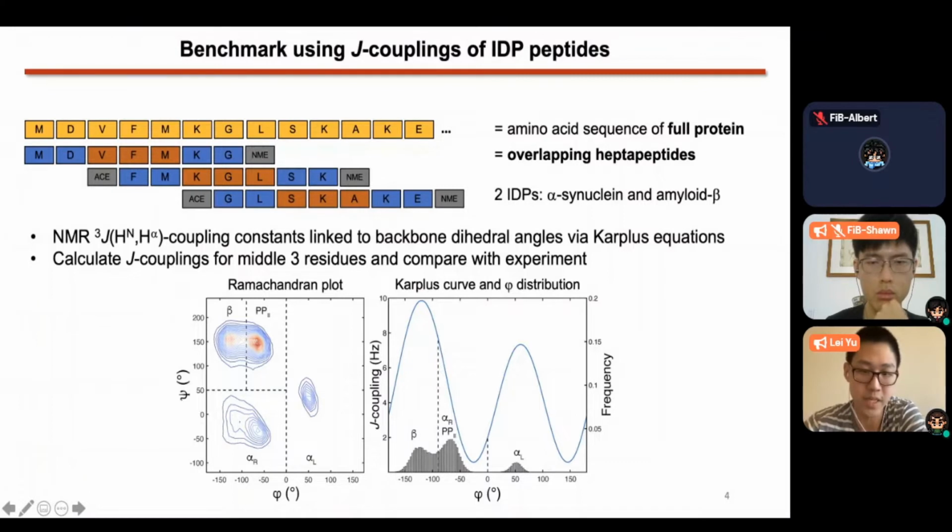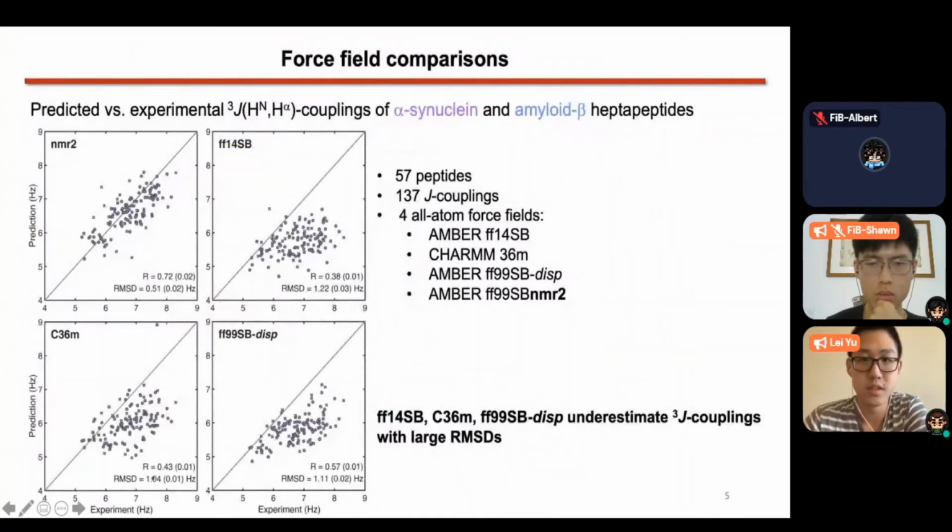For example, the peak of the beta region gives you around 8 Hertz, the alpha R and PPII around 4 Hertz. We calculate the J-coupling for the middle three residues of each peptide and compare with the experimental J-coupling constants. So here's the result.